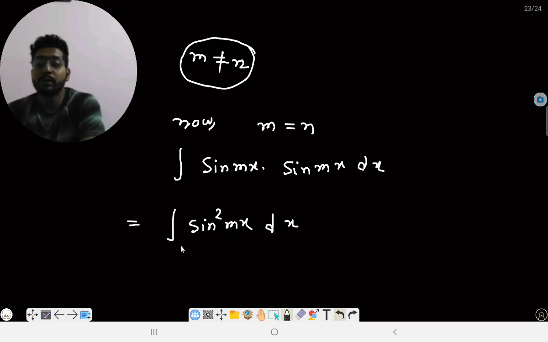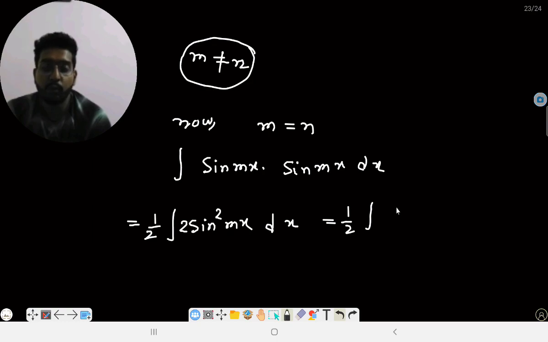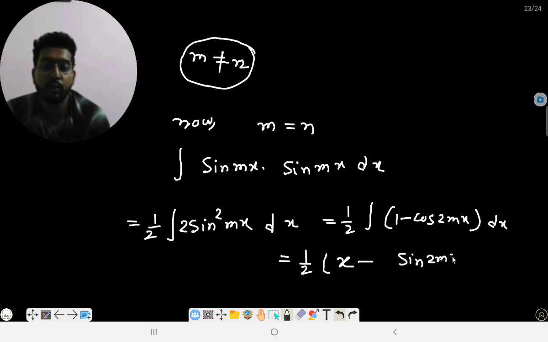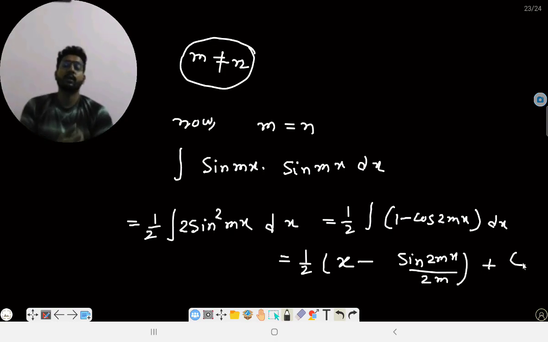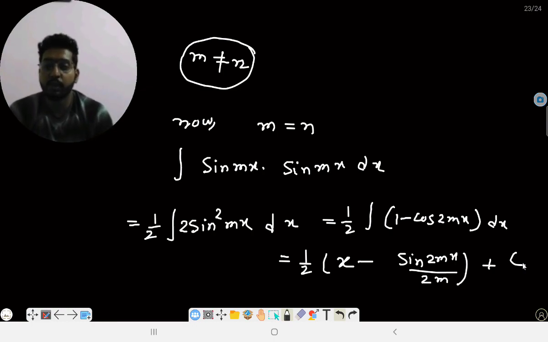We have just done this one. Whenever sin square is there, take half multiplied by 2. Now 2 sin square x, what is the formula? 1 minus cos 2x. Now do the integration. Half integration of 1 is x, and cos gives sin 2mx by 2m, plus c, like this. Okay, done. Those are the problems we have done, and in the next classes we'll solve more problems of integration. Okay, thank you for today.